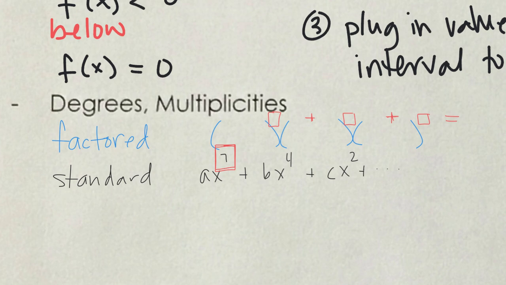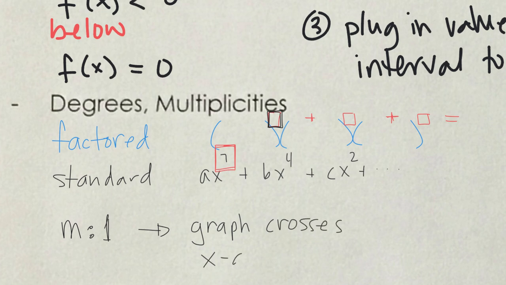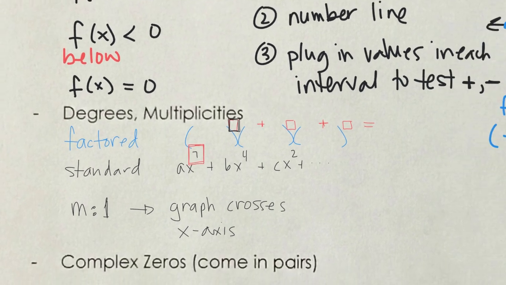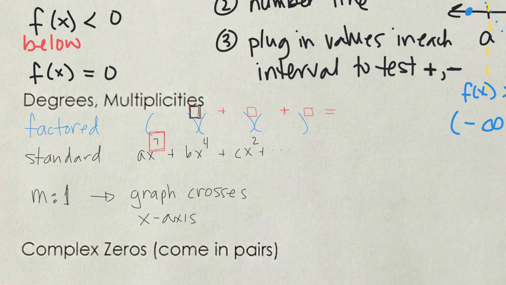And we had 3 different types of multiplicities. Remember, the multiplicity comes from the power of your factor. So if we had a multiplicity of 1, then the graph crossed the x-axis normally. Okay, normal crossing of your x-axis. Nothing strange is happening if there's only one solution.